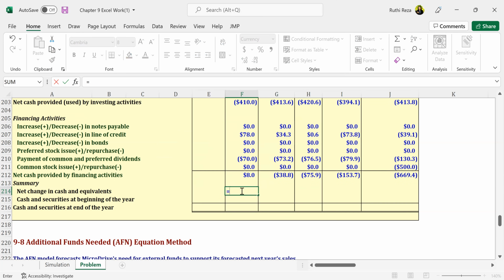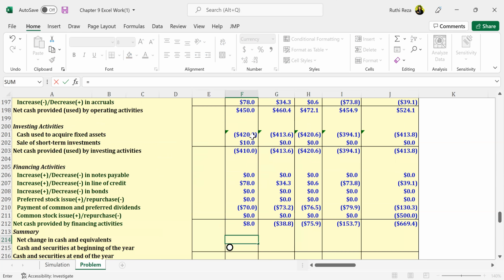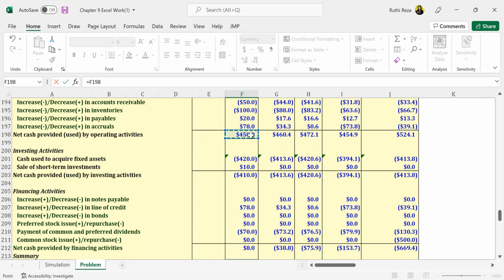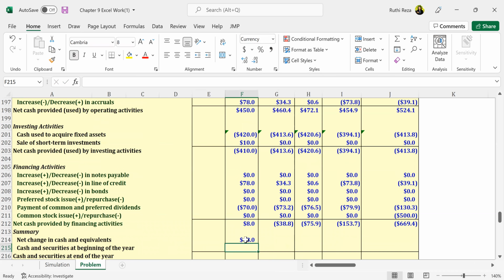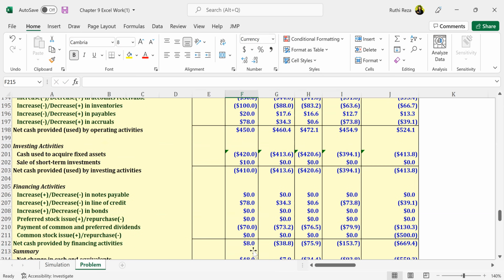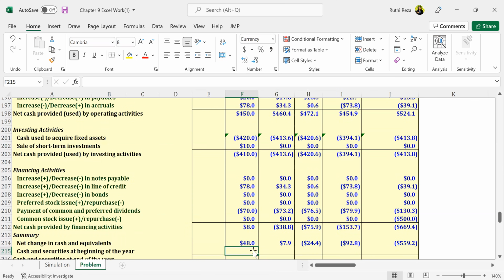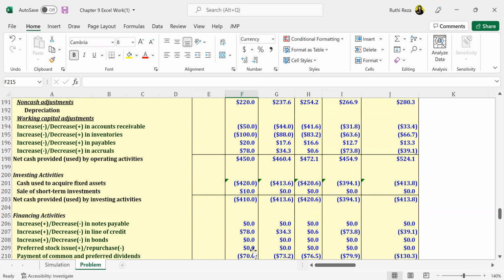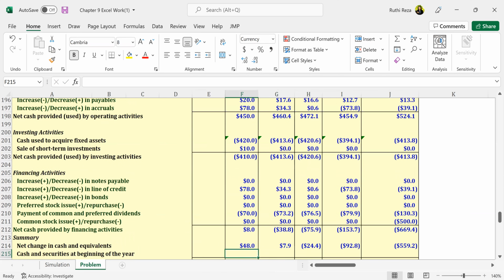Right, now net changes in cash and cash equivalents. So to get it, sum up cash flows from operating activities, cash flows from investment activities, and cash flows from financing activities. Right, so here we made some mistake somewhere. Let us figure it out.